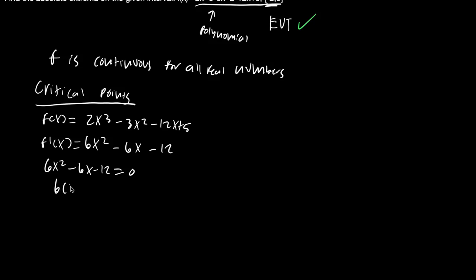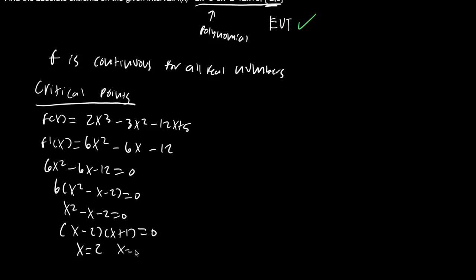We can factor out 6. Then we can just factor this. It's equal to 0, so that means our critical points are at x equals 2 and x equals -1.